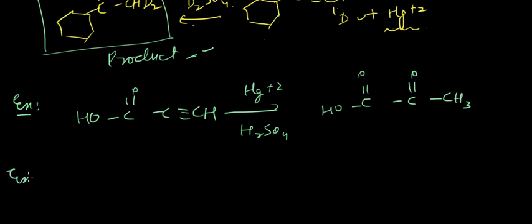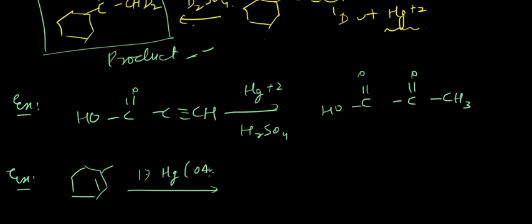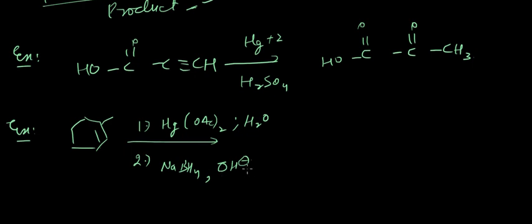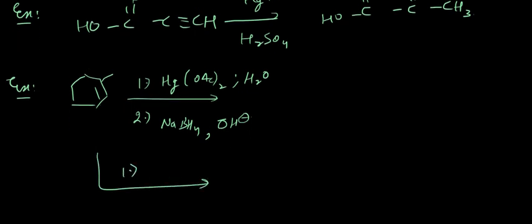So let's take another example. We have something like this, and we are again passing, not hydrolysis, hydration of alkene. This is hydration only. So in the presence of Hg(OAc)2 and water, and as the second reagent we are passing NaBH4 in basic medium. This is the first, and secondly we can pass BH3 THF, and the second time we'll be passing peroxide in again basic medium.